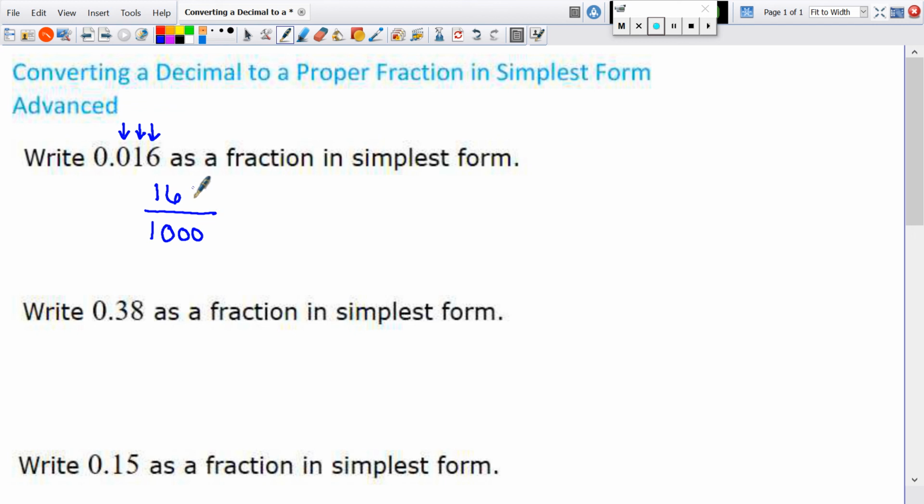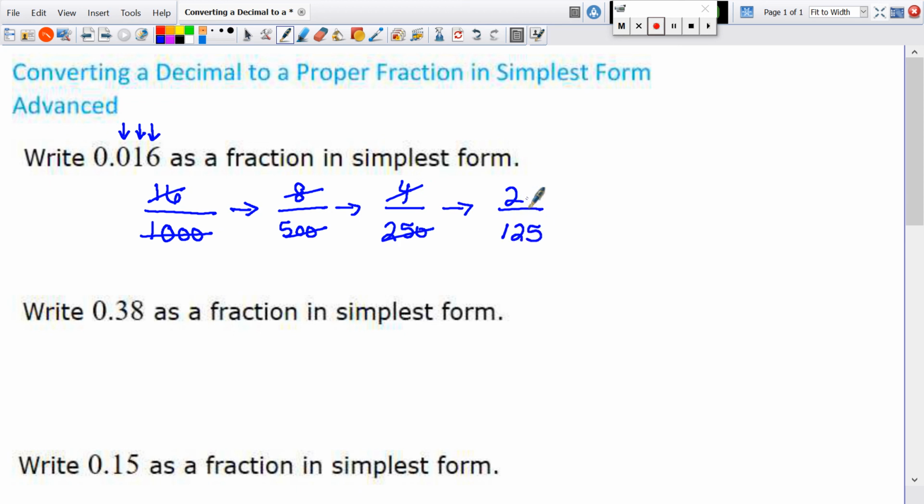Now to simplify, I notice that these are both even numbers, so since they're both even, I can just start cutting them in half. So half of 16 is 8, and half of 1,000 is 500. They're still even, so cut in half again. Half of 8 is 4, and half of 500 is 250. They are still even, cut in half again. This is the easiest way to start simplifying. Half of 4 is 2, and half of 250 is 125. 2 and 125 cannot be divided by anything other than 1, so this is the answer.